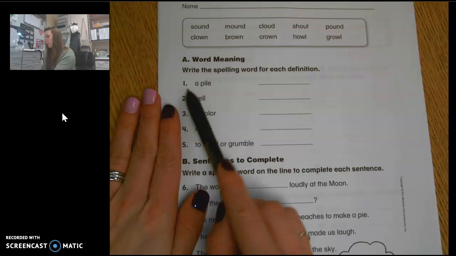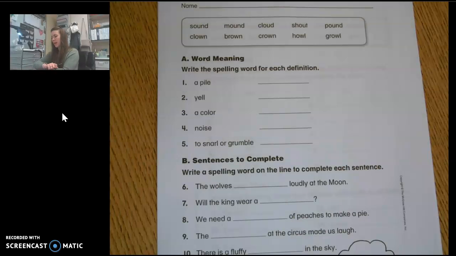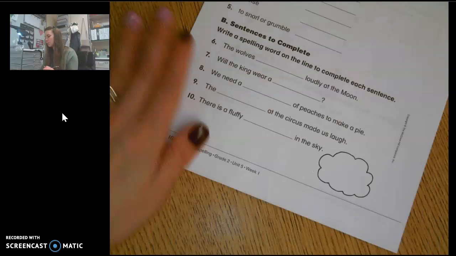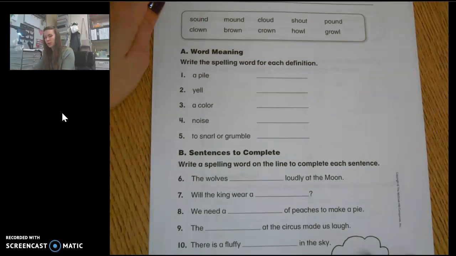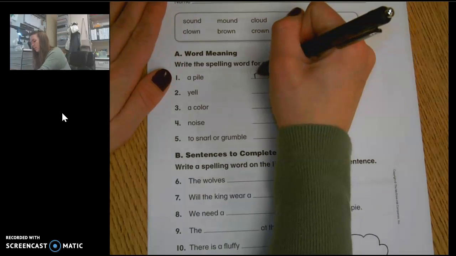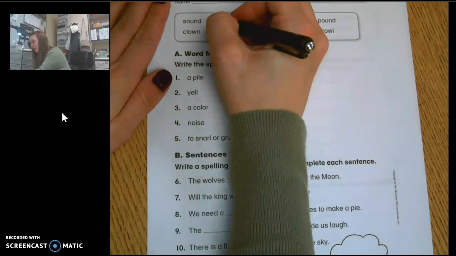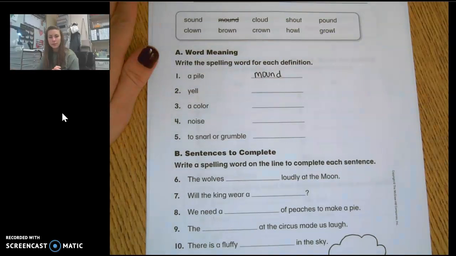So number 1, which word up here means a pile? And remember, cross it out when you use it because you will only use each word one time on this page. So which word means a pile? That would be the word mound, like we talked about, a pile of dirt. So then I would cross it off.